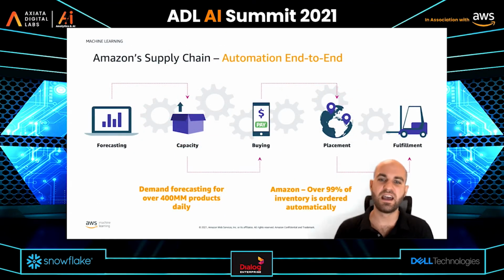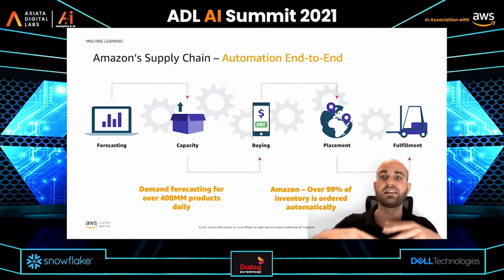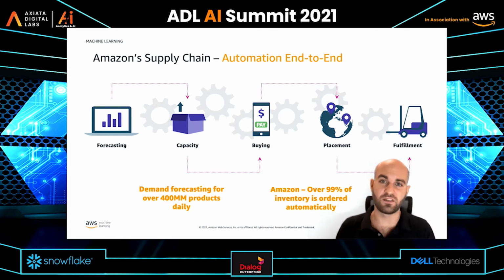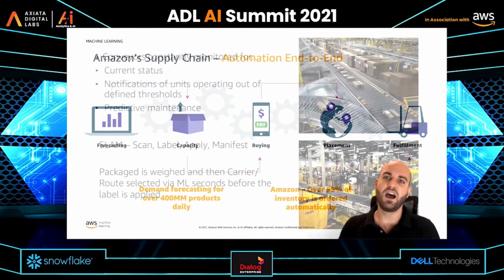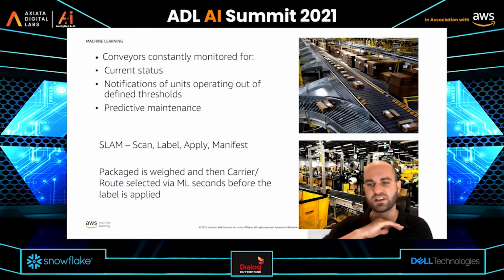Also, if you look at the supply chain itself, we automate it fully end to end. Again, we use machine learning models, specifically deep learning AI models that do forecasting. Forecasting that, by the way, anyone can now use through AWS, but I'm going to get to that a little bit later. We do demand forecasting for over 400 million products daily. And here's the interesting thing. Based on these forecasts, we can then understand what our capacity is, whether we should procure these products, and where we then place them in which fulfillment centers. Over 99% of our entire inventory is completely automatically ordered with the help of these machine learning and forecasting models. So there's no human intervention of I need to buy some of these products. It's completely done automatically.